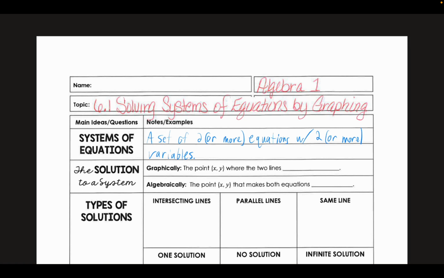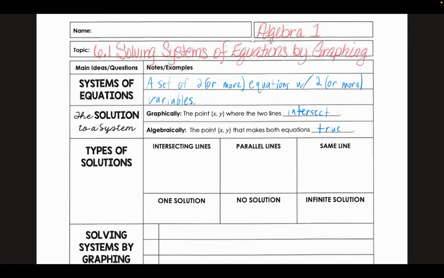because whenever you have two linear equations, you have two lines, and it's where these two lines intersect, touch, cross, or meet, however you want to think of it. The mathematical word, once again, is intersect. We also think of it as touching, crossing, or meeting. And algebraically, it's the point that makes both equations true. And the solution to a system of equations is an ordered pair, and it's the same ordered pair regardless of whether you find it graphically or algebraically.